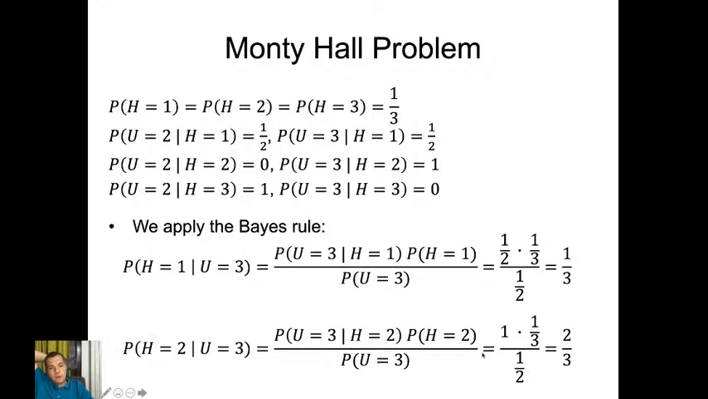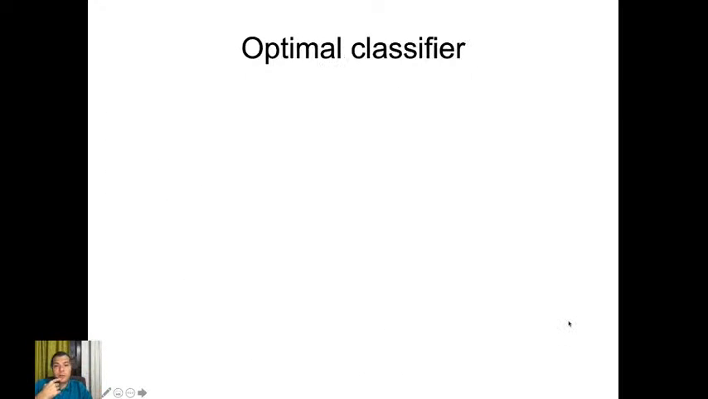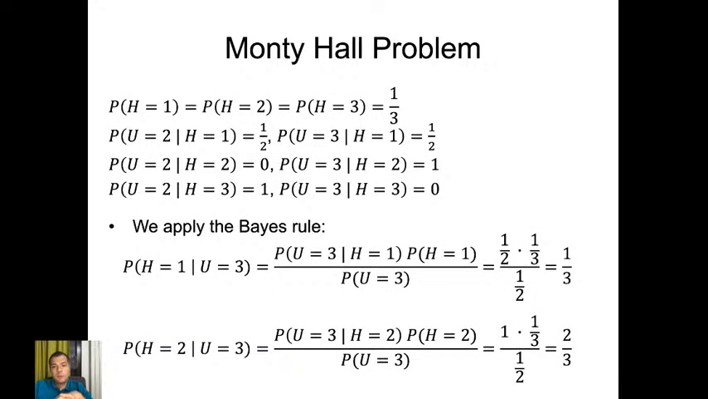We do the same computation for the other case, for door number 2, and we obtain the probability 2 divided by 3. So in the end, we have 1 divided by 3 and 2 divided by 3. We have these two probabilities, and we learned that if we choose door number 2, we double our chances of winning the prize. So the right answer is to switch and go for door number 2 in order to increase our chance of winning the prize.